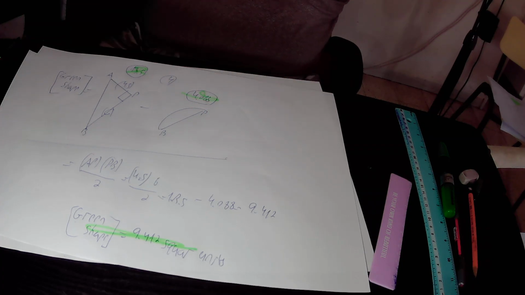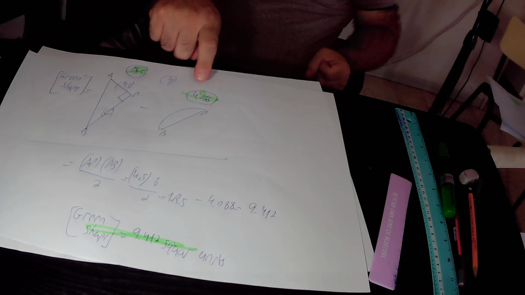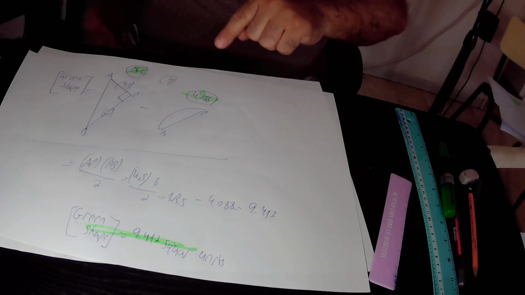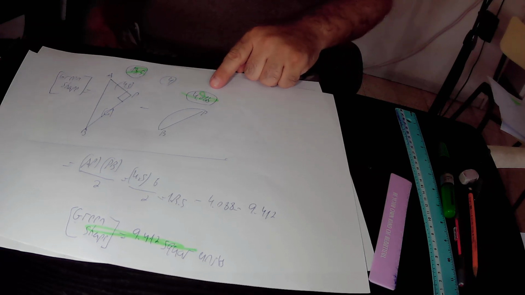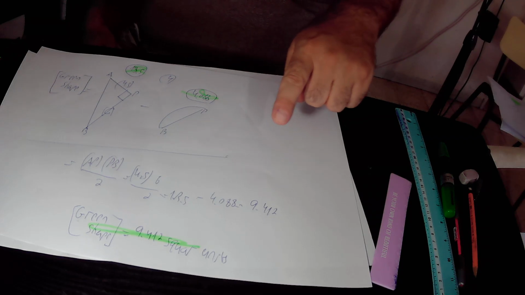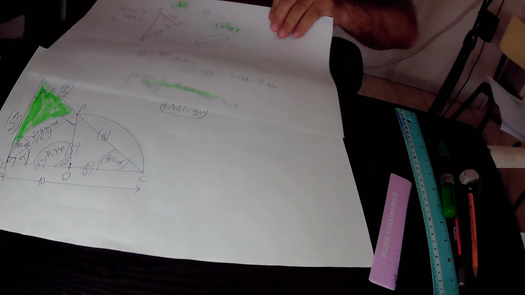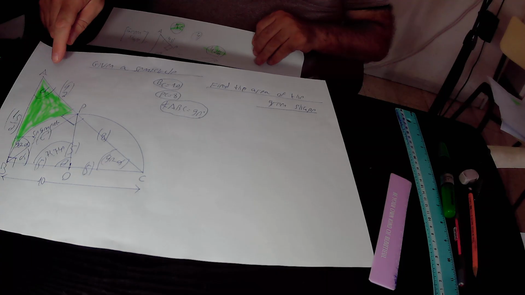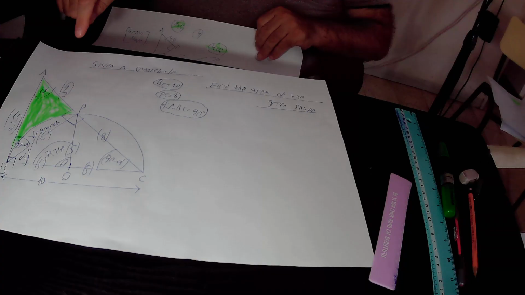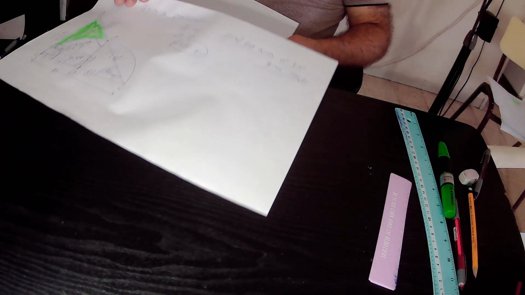So in total, the area of this right triangle APB is 13.5 minus the area of segment PB. We already found that the area of segment PB equals 4.088 square units. 13.5 minus 4.088 is 9.412 square units. So in total, the area of this green shape, that is the area we're looking for in this question, is equal to 9.412 square units. So we finish with the first question. In the next step, I presented to you the second question, and we solve the second question using two different methods.